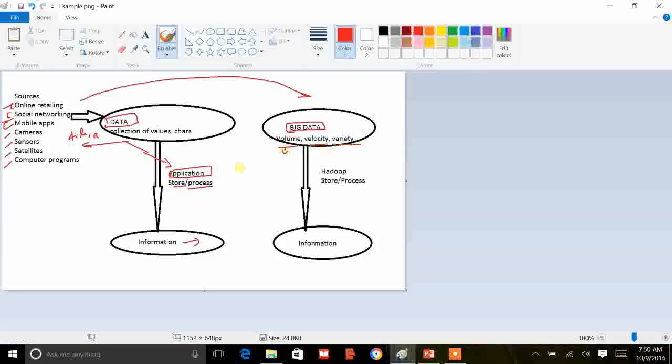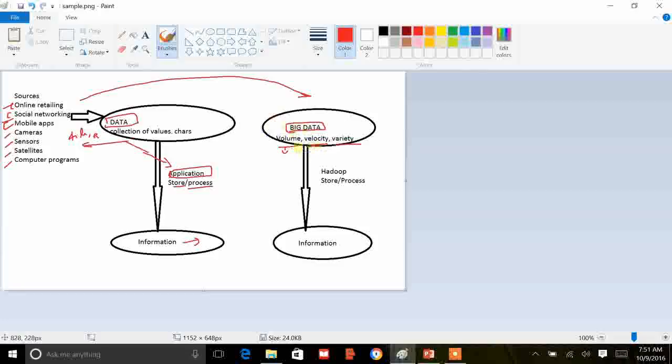Volume. Any data or any source generating a huge volume of data. When I say huge volume, I am talking in terms of gigabytes, terabytes and petabytes, which comes under big data. If you closely look at these sources, the online retailing system, social networking sites and mobile applications, people all across the world are using them. So these applications are generating a huge volume of data, and that's why it comes under big data.